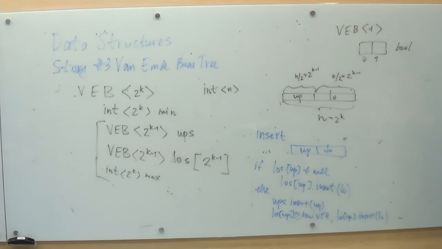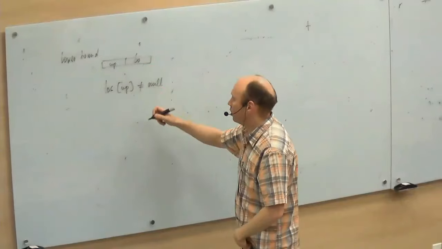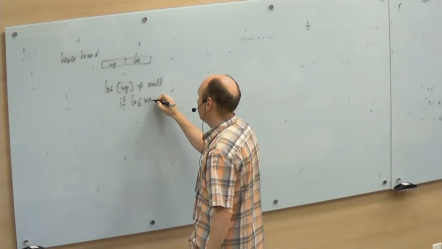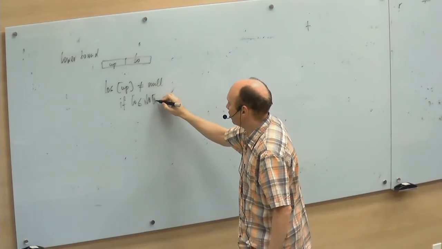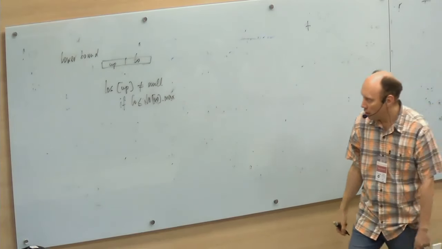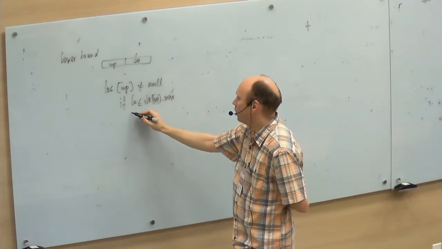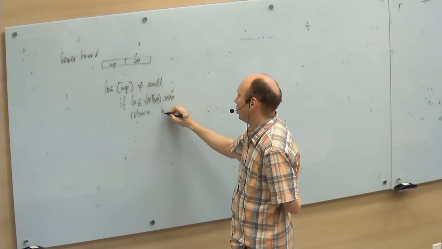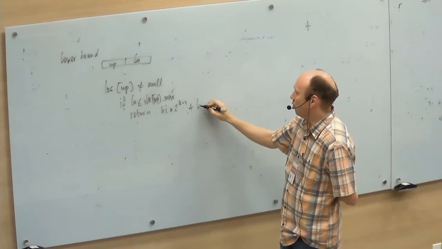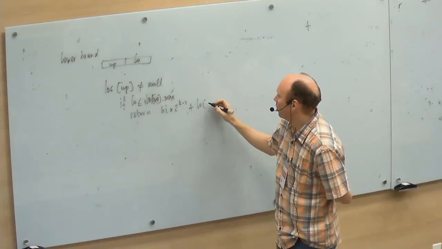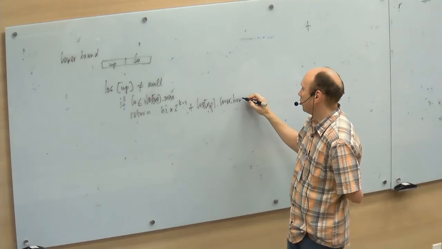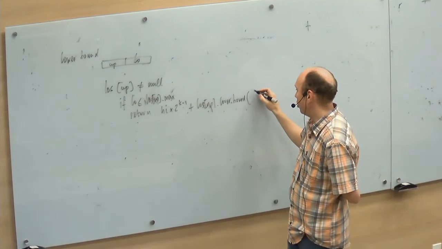So if it's not, we compare our low with the maximum value in that subtree. So if it's less or equal, then we make a recursive call, return high times 2 to the power of k minus 1 plus lows of up, lower bound of low.